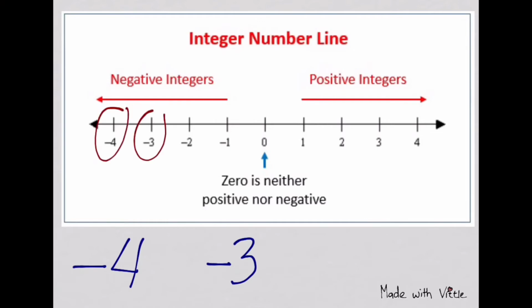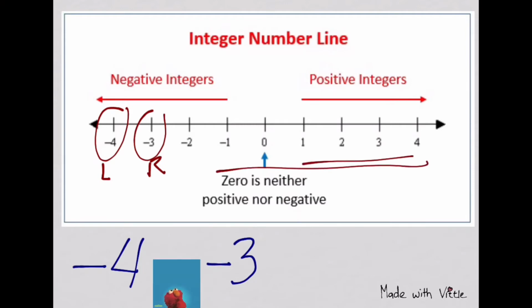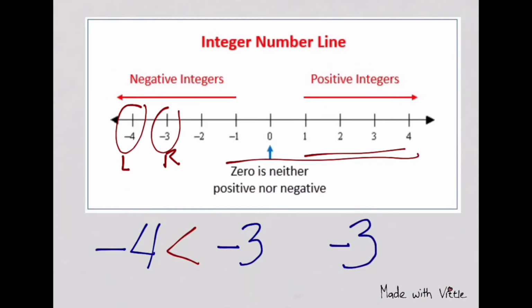Looking at your number line, the one on the left side is negative 4, while the one on the right side is your negative 3. Which one is closer to the positive numbers? It's negative 3. Therefore, negative 4 is less than negative 3, and that's the same thing as negative 3 being greater than negative 4.